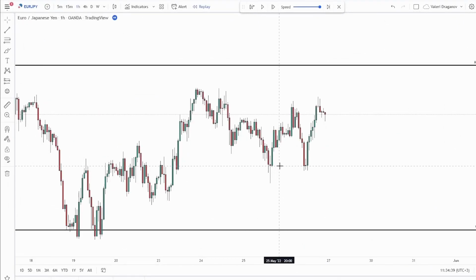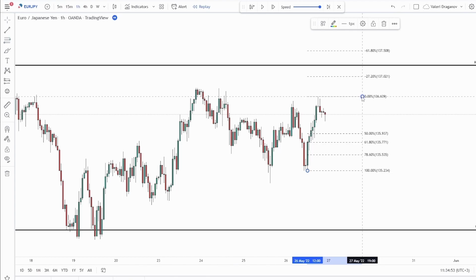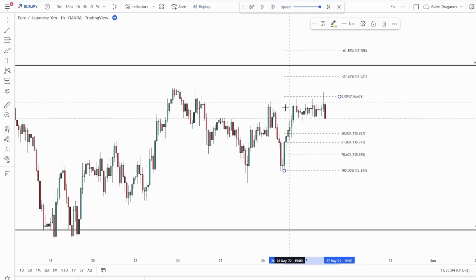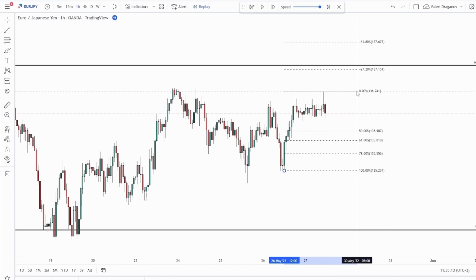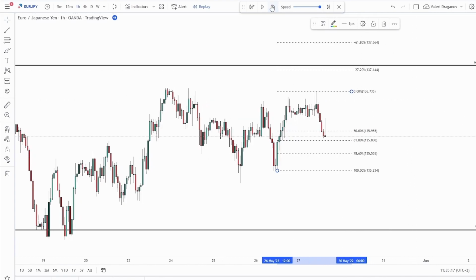Another example on Fibonacci. Okay, here we have an impulse. I already used the replay function again. Now, we apply Fibonacci from the beginning to the end of the impulse wave to see where the correction will go to. Okay, let's see what happened next. Here the price started to move sideways, and as we can see, here it makes a higher top. So we're gonna adjust our Fibonacci to the next top. Let's see what happened next.